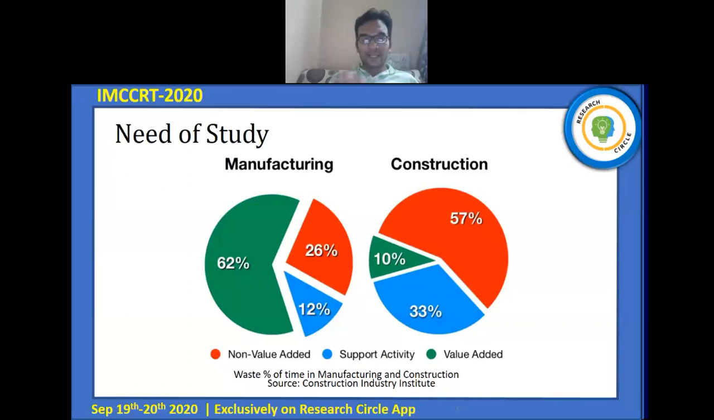Need of the study. As we can see from the figure, in the manufacturing industry 62 percent of activities are value added, while in the construction industry we can see that 57 percent of activities are non-value added activities. This is the source taken from the Construction Industry Institute. So there is a good need to implement lean in the construction industry.